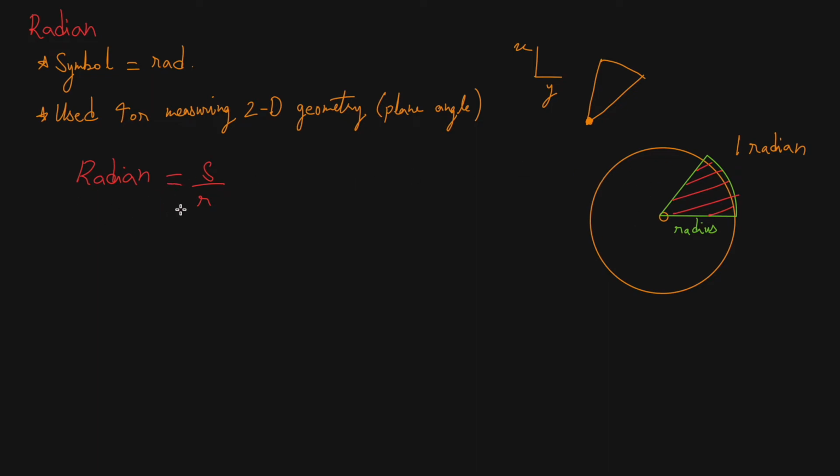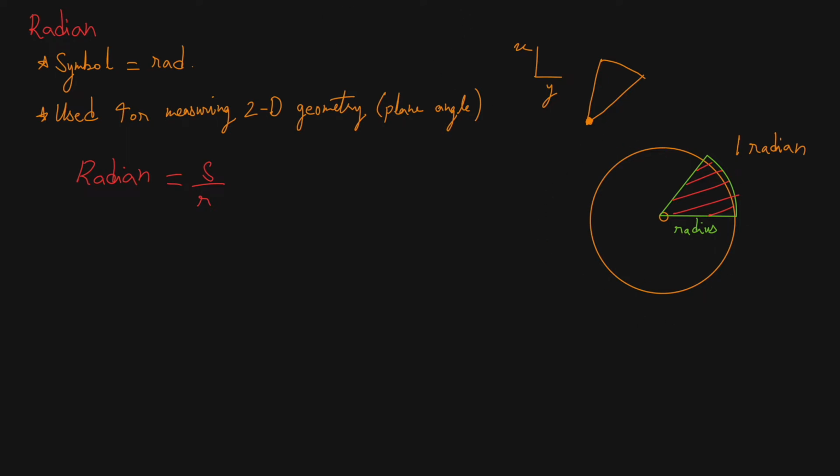So the equation is S by R. S is the arc length of the circle and R is the radius of the circle, which should be equal to each other. Now for example, we are trying to measure the whole of the circle. How many radians will it take to complete a full circle here?